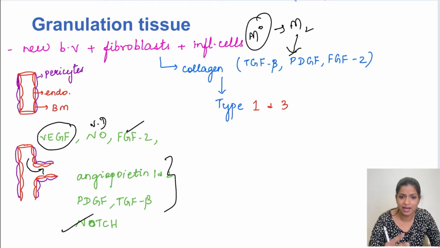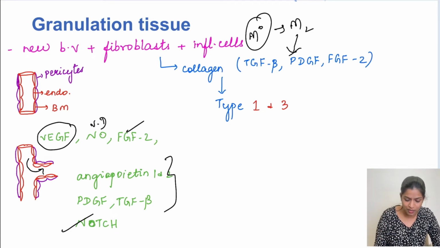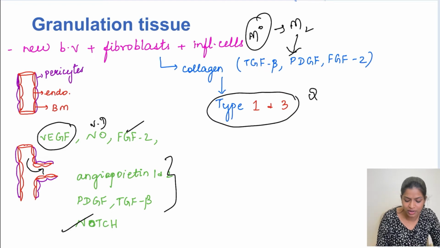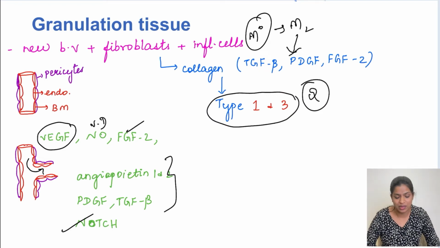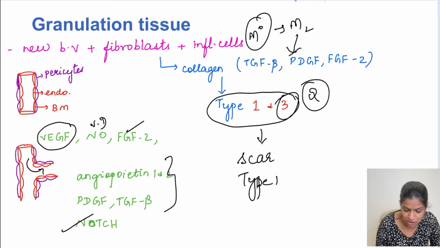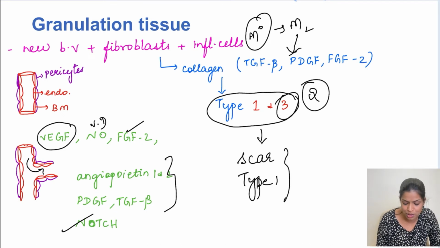Next, we'll go on to the second component, which was the fibroblasts. The fibroblasts, as I already mentioned, are going to lay down connective tissue material, especially collagen. So the most important MCQ here will be the type of collagen present in granulation tissue. Remember, in granulation tissue, it is going to be both type 1 and type 3 collagen, especially type 3 collagen. And in scar tissue, when it becomes a scar, it is going to be type 1 collagen. Okay, very, very important MCQ.